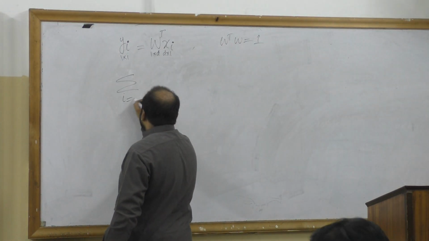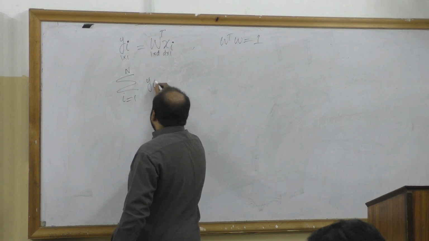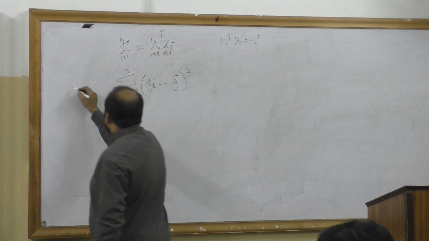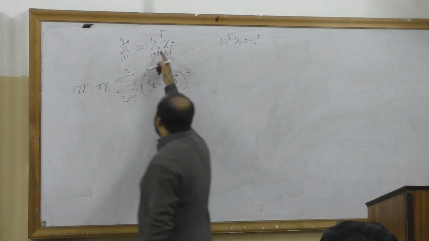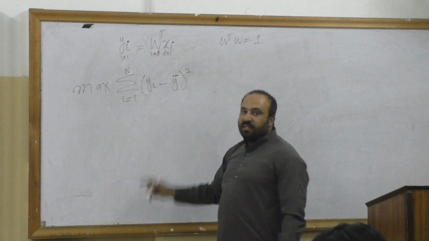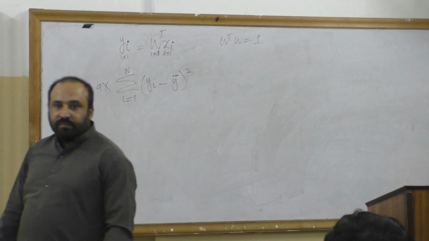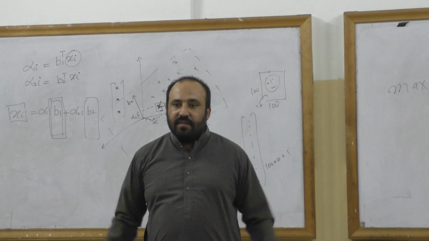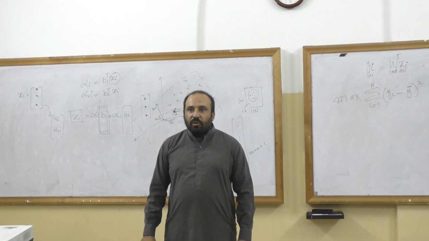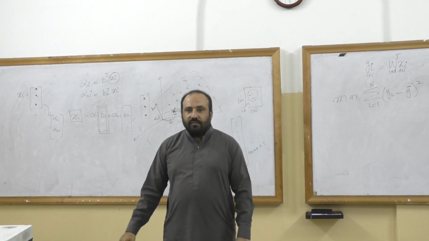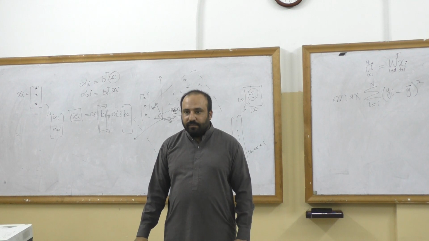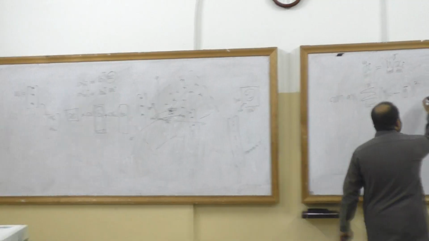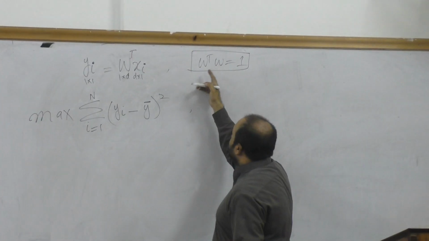For all the points, I need y_i minus y mean to be maximum. I want this to be maximum. I want to find out W that maximizes the projected variance. Once I get the projections, it has a lot of variance. So the W that maximizes this is my W. Yes, no? Subject to the constraint that this must be a direction.